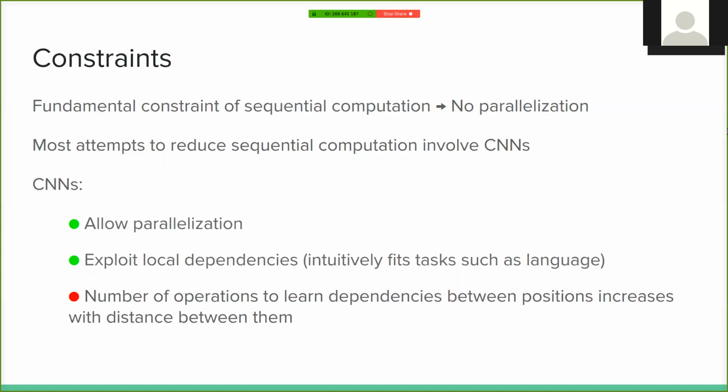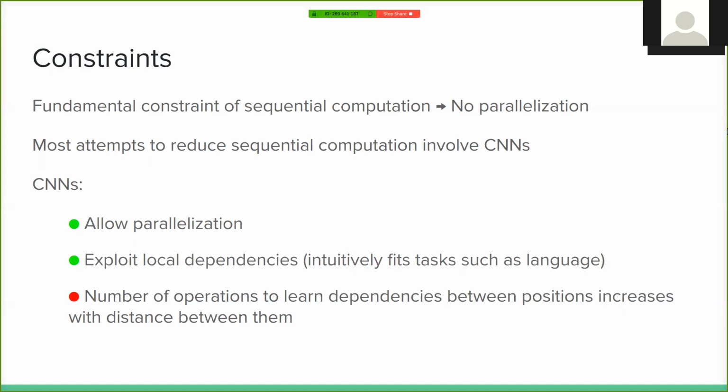So most attempts to reduce that inherent sequential computation aspect have been involving CNNs. CNNs, convolutional networks, are good because they allow parallelization and they exploit local dependencies, which intuitively fits tasks such as language in our case. So what does that mean? Well, if you take a sentence, it's fair to assume that every word has a strong dependency to its neighboring words. It's just like an image. When we use CNNs on an image, it works because every pixel is strongly linked to the pixels surrounding it. They have strong dependencies, and CNNs are a technology that takes this into account.